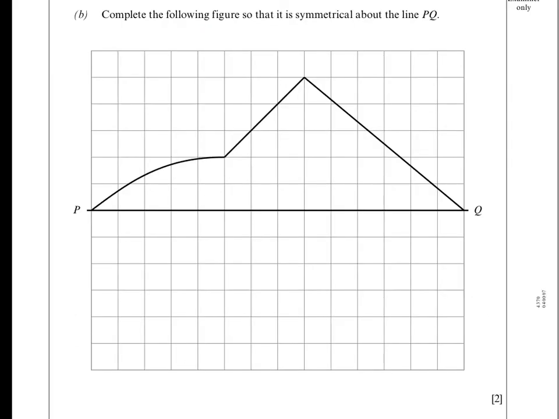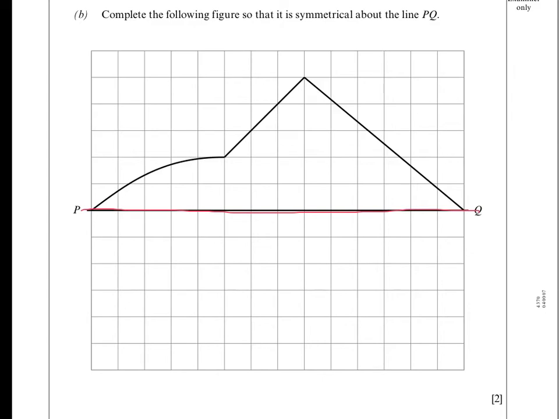So here we need to complete the figure so that it's symmetrical about the line PQ. That's the straight line that goes across the middle. When two things are symmetrical, one side must look exactly the same as the other side, but kind of flipped over. And the amount of squares that a point is away from the line of symmetry must be the same on both sides.